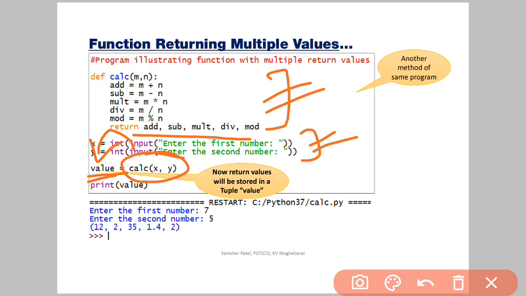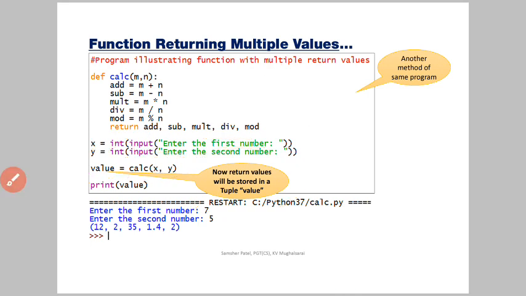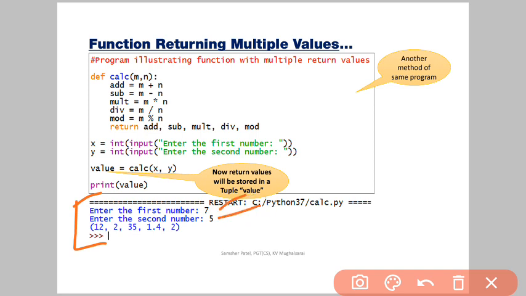This method of calling a function returning multiple values is known as returning a tuple. When we run this program and we pass the value of x as 7 and y as 5, the result will be a tuple that will store 12, 2, 35, 1.4, 2.